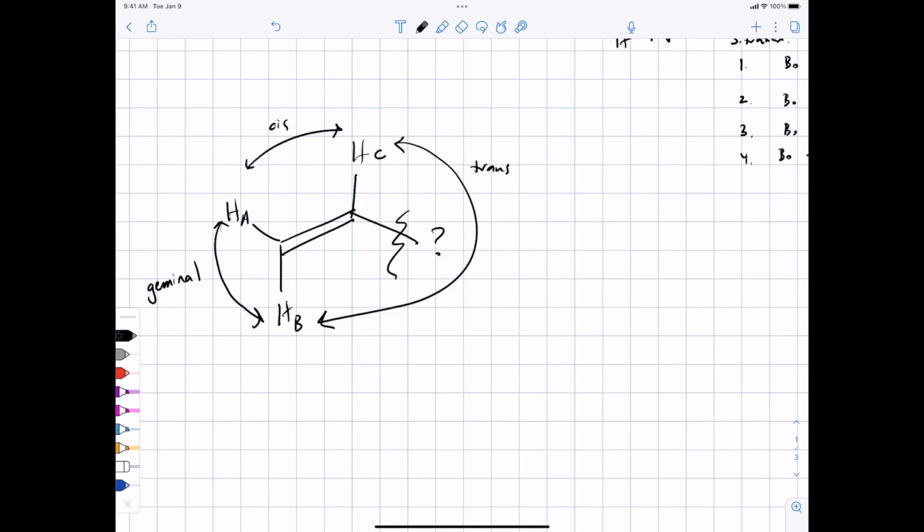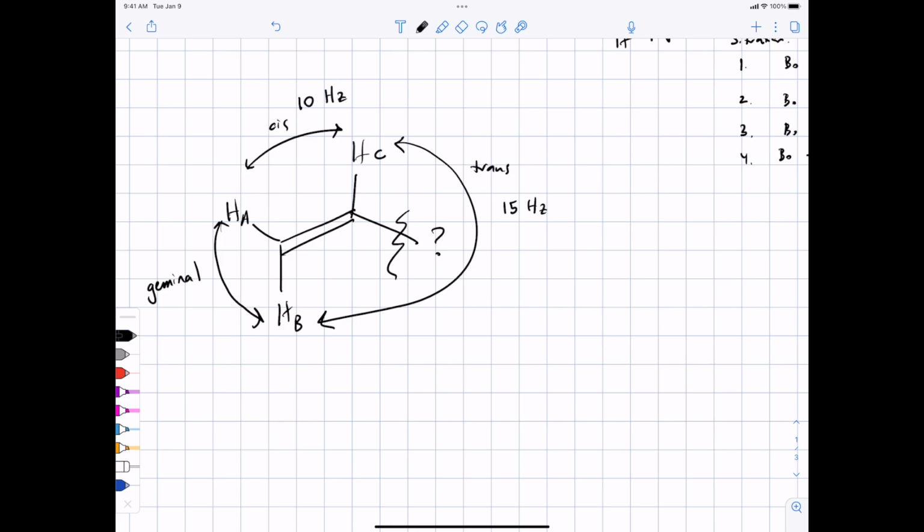And the double bond holds them in that specific orientation, and that can result in coupling constants that are really kind of large. So, for example, the trans coupling constant here ends up being around 15 hertz, whereas the cis coupling constant ends up being around 10 hertz.